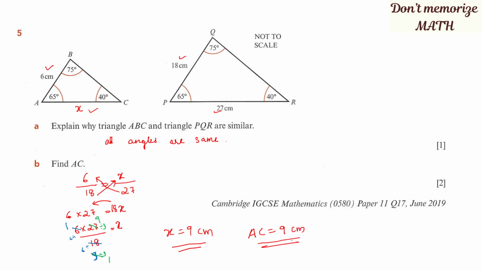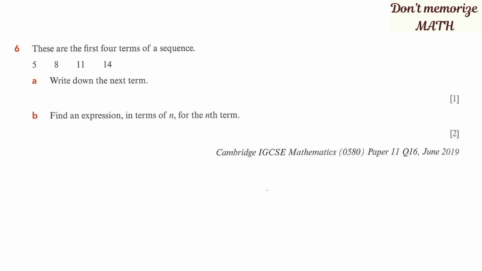Okay, so the length of AC is 9 centimeters. Is it clear now? I hope this part is clear. So similarity means either all the sides must be equal, otherwise the ratio of corresponding sides are equal. Okay. Question number 6. These are the first 4 terms of the sequence.